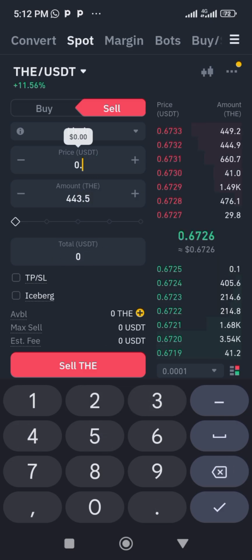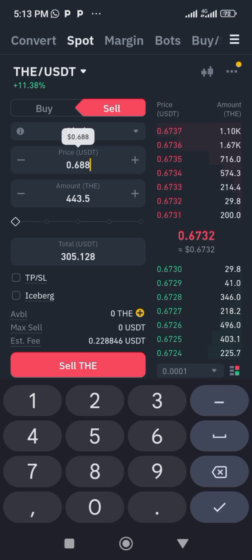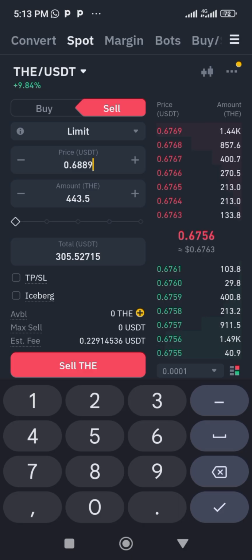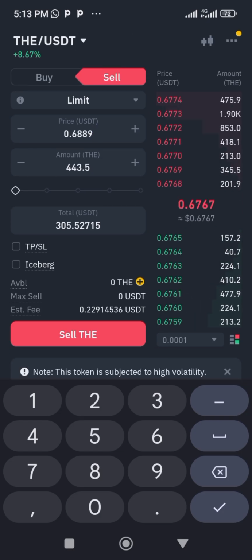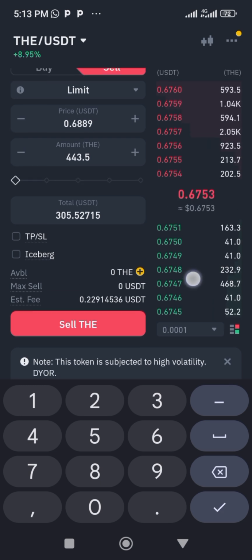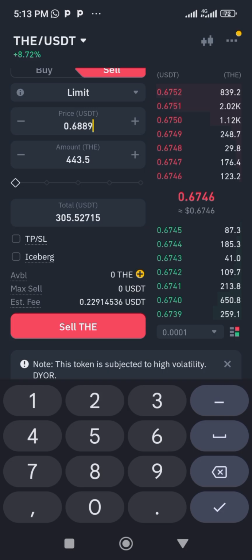0.6889. If you place a 2% sell order above the current market price at which you bought the coin with your 300 USDT, you are going to make 5.5 cents profit. You understand? With your 300 USDT, you are going to make 5.5 USDT as your profit.